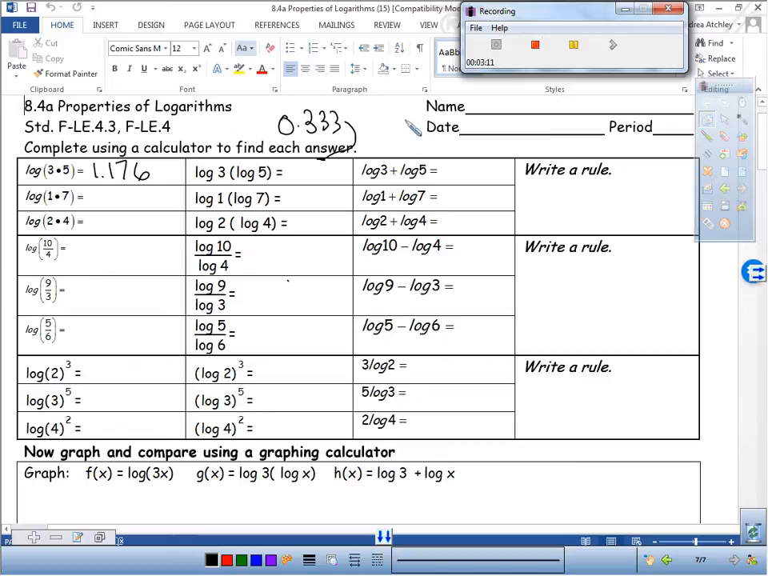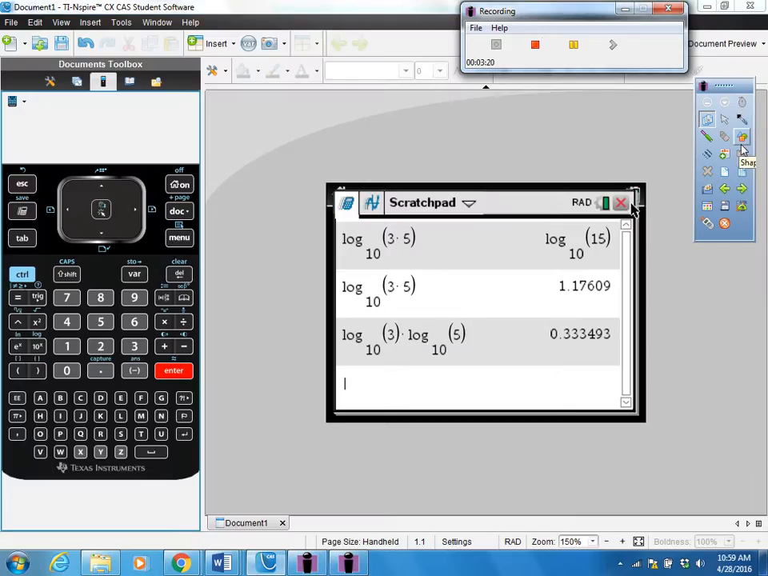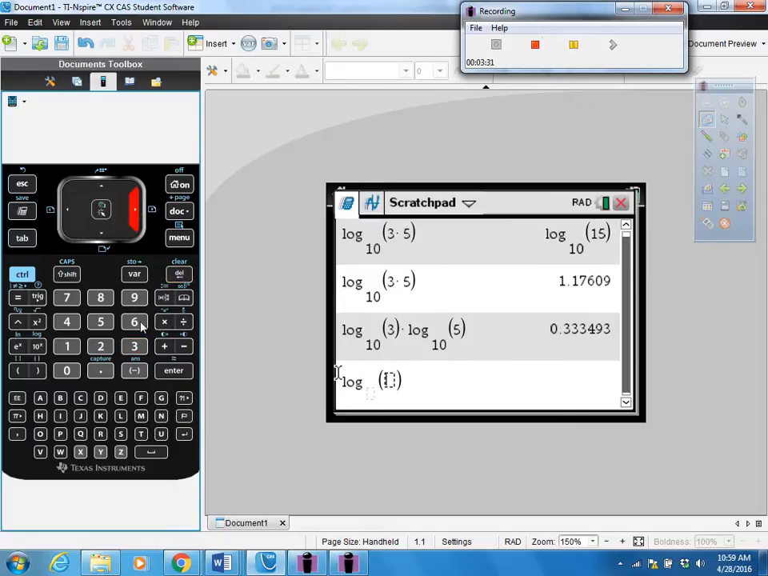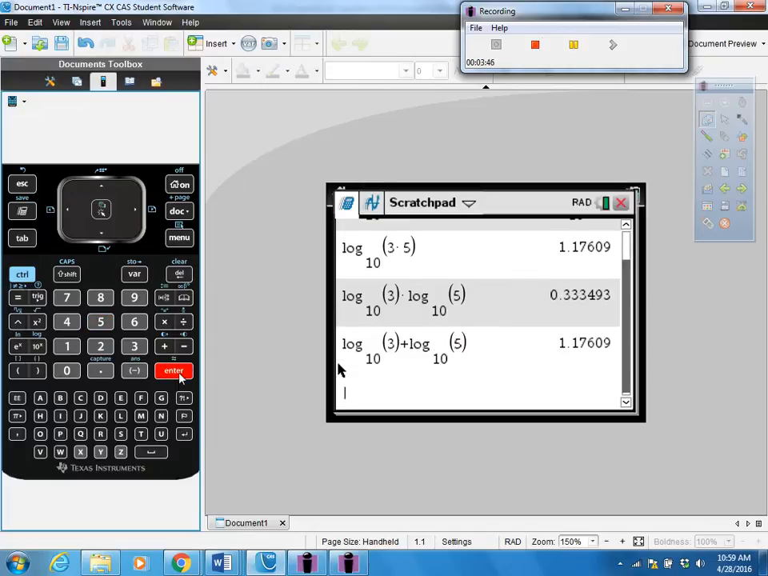Okay, then we're going to go to our calculators and put the log of 3 plus the log of 5. Oopsie, I'm in the base. Let's delete that out. Arrow outside the parentheses, and then plus Control Log out of parentheses of 5. And then Control Enter. And I get 1.176.